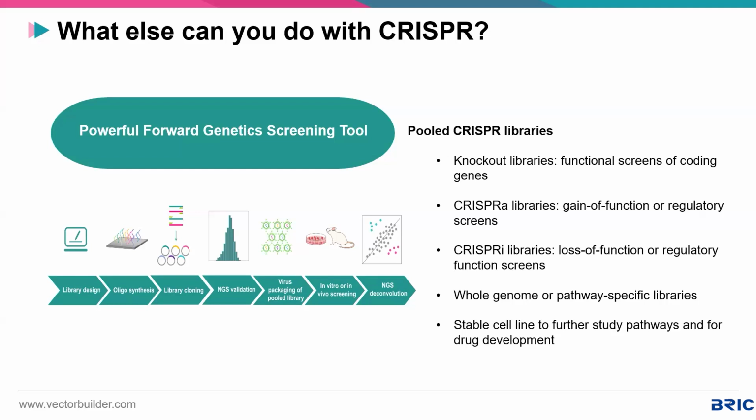So you can use it for really powerful forward genetics screening. And one way to do that is by using CRISPR screens. So what happens here is that a whole genome, or a subset of genes, or genes involved in a specific pathway can be targeted by designing guide RNAs for those specific genes. They will be cloned, and this guide RNA library is then introduced into the target cells. And once they're introduced into the target cells, they are screened for a specific phenotype.